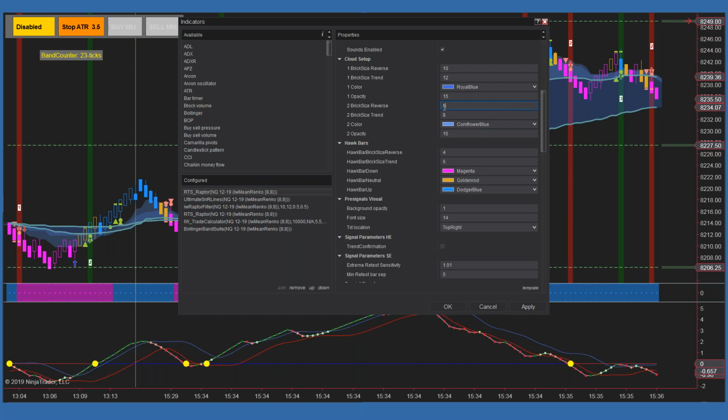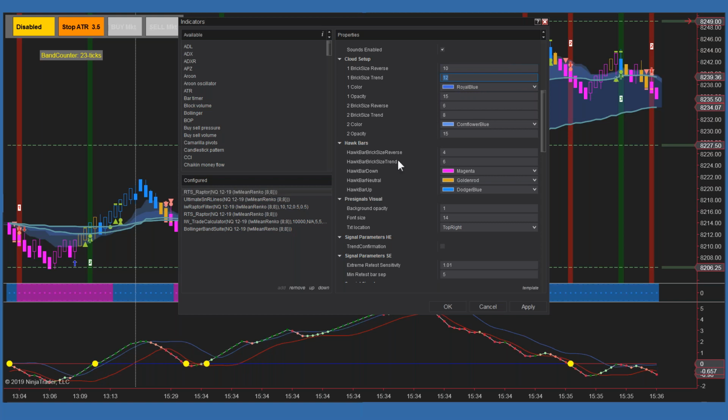But these values here, if I were to change my brick size, I would make these values here the same as my brick size. So let's say I changed my brick size to 10 ticks, I would change this to 10 ticks. Cloud number 1, the slower cloud, is 1.5 times your brick size. So I would change it to 15. If my brick size is 10, 1.5 times 10 is 15.